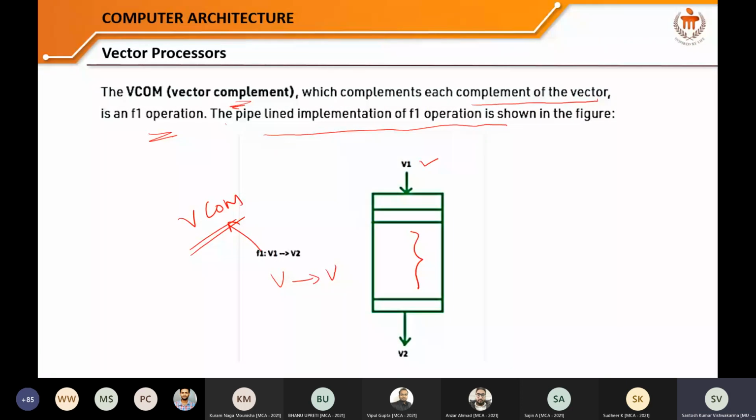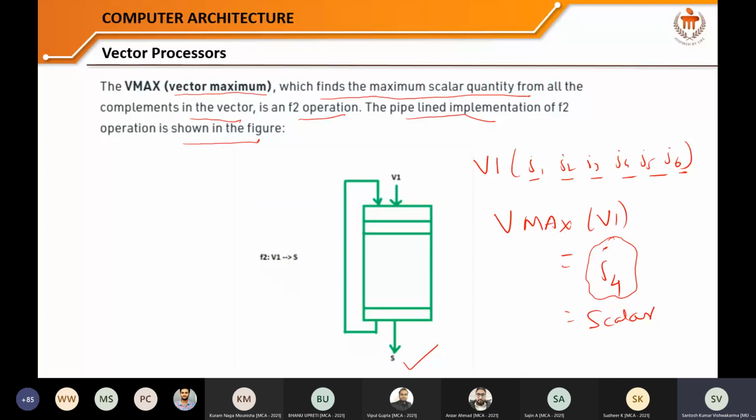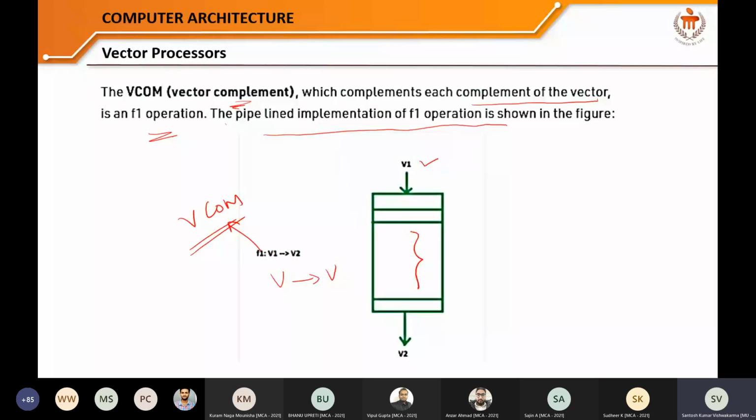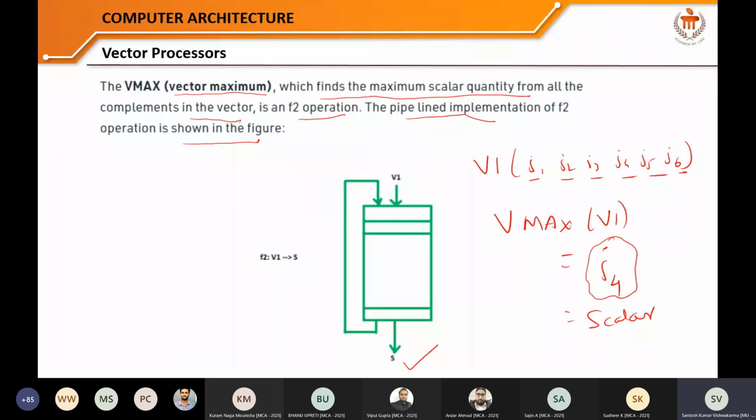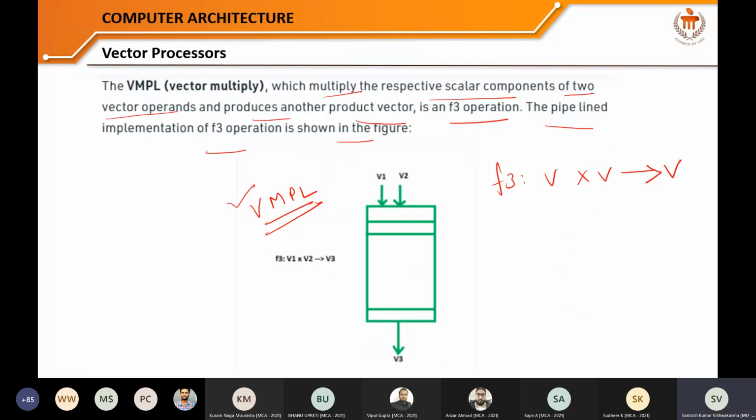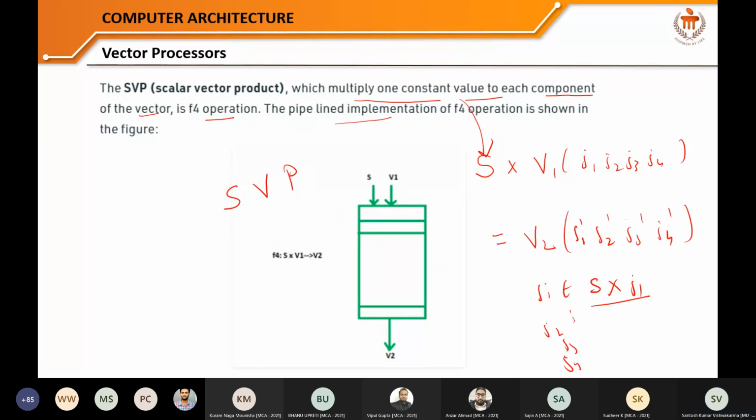So VCOM is the first one. Second is the Vmax. The only output that we can have in scalar is Vmax. So for VCOM, we have the vector output. For Vmax, we have the scalar output because we just find the max one. Then vector multiply, that is VMPL, and then scalar vector product. It doesn't mean that the other computational parts cannot be covered. Yes, these are the core operations, and definitely we can extend them to achieve other operations as well.